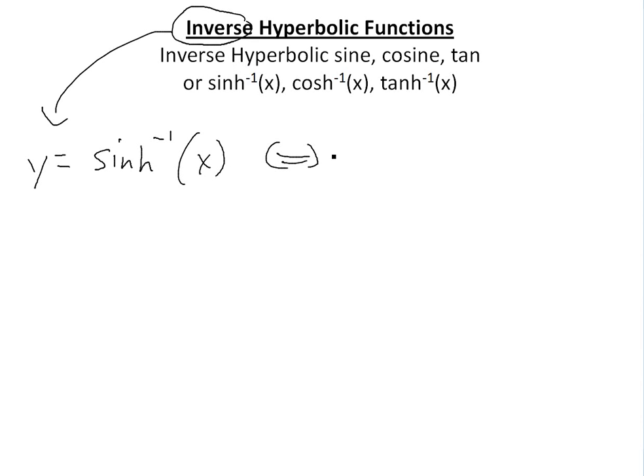And this one just corresponds to if you have a function x equals hyperbolic sine of y. So what we're doing is solving for y. And then you switch x and y and solve for y. And this is a way of writing the inverse.